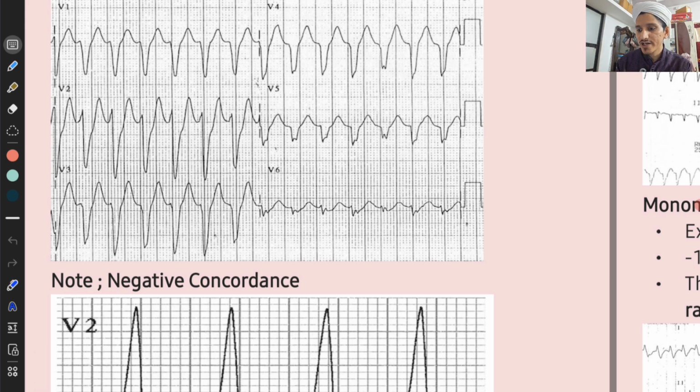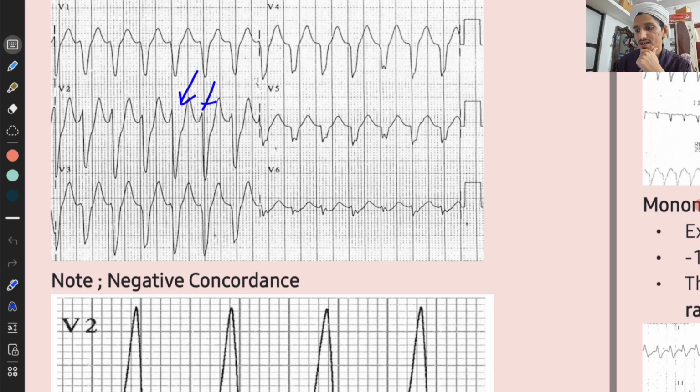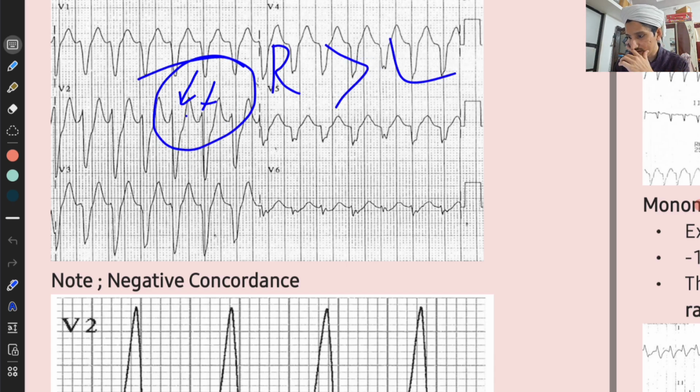See, this is an example for negative concordance. All the complexes are negative and they are broad, and you are not seeing any bundle branch block pattern. See V1 and V6. You are not seeing any rabbit ear pattern. If you consider this as the right ear and left ear, the right ear is taller than the left in V1. So it is VT, not bundle branch block. This is negative concordance.